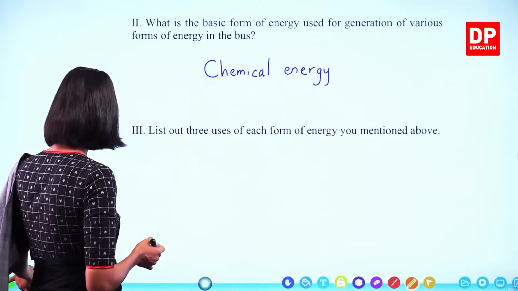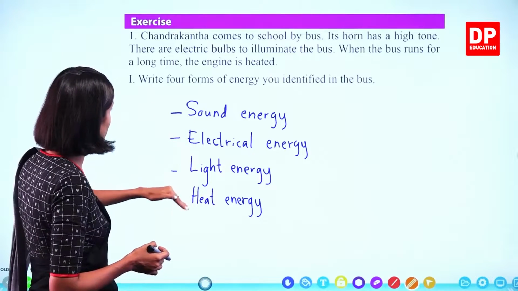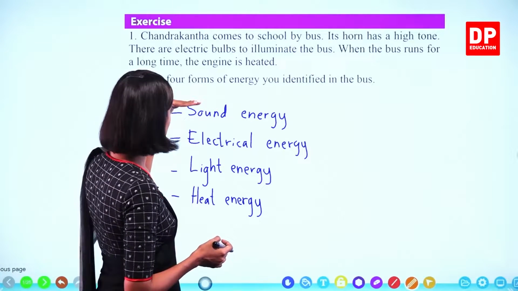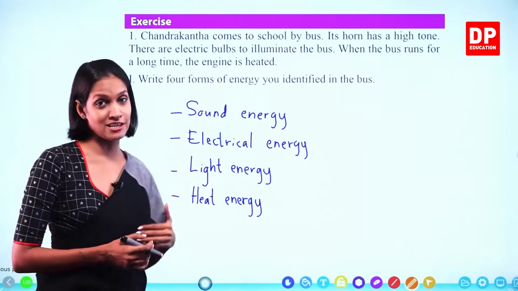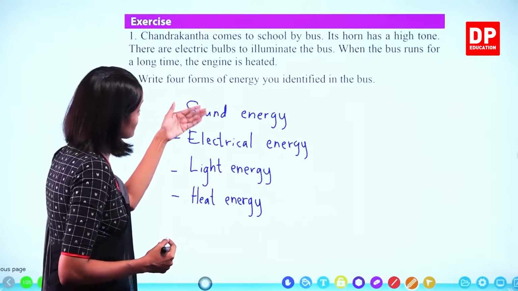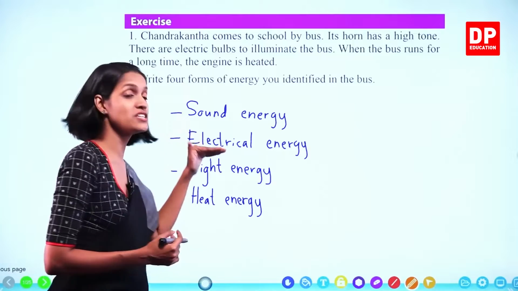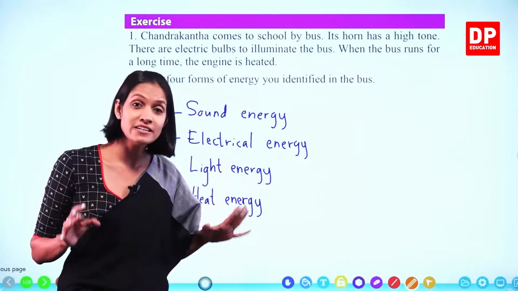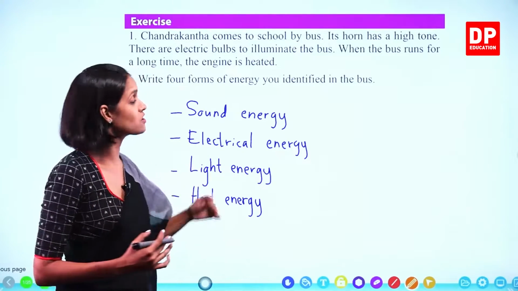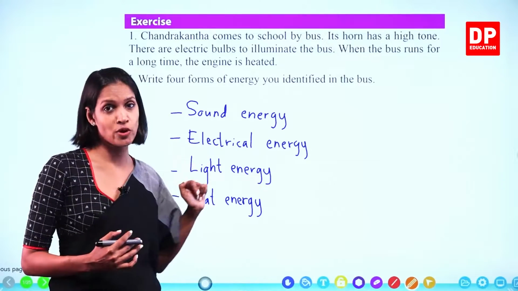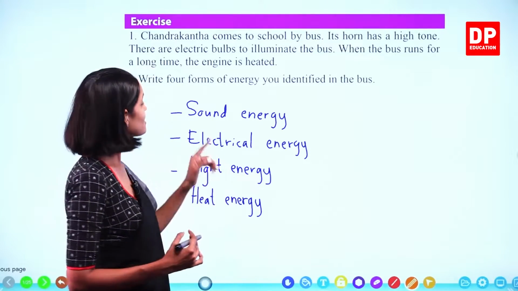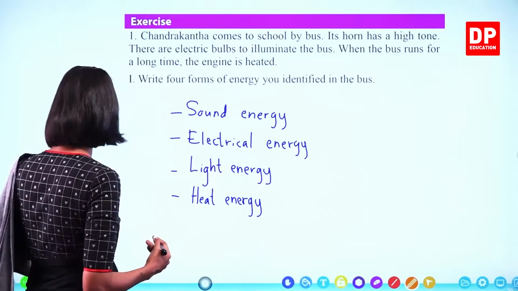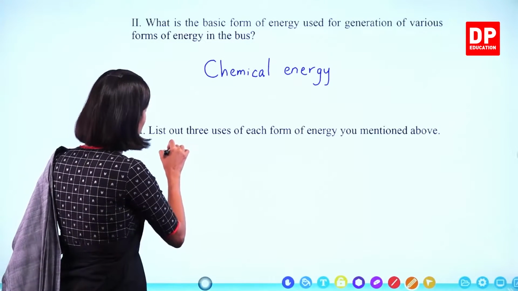So number 3, list out 3 uses of each form of energy you mentioned above. Right? So here we mentioned different forms of energy: sound energy, electrical energy, light energy, heat energy. When we were discussing these forms of energy in the lesson, we discussed what are the uses of each form of energy. So I hope you all have done this part correctly. Right? So first let's take sound energy. What are the uses of sound energy?